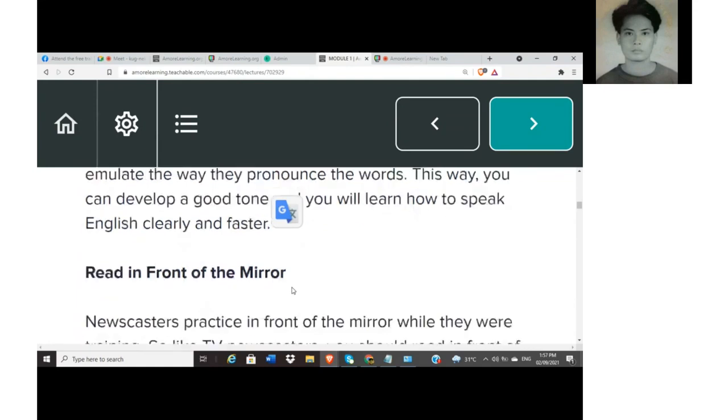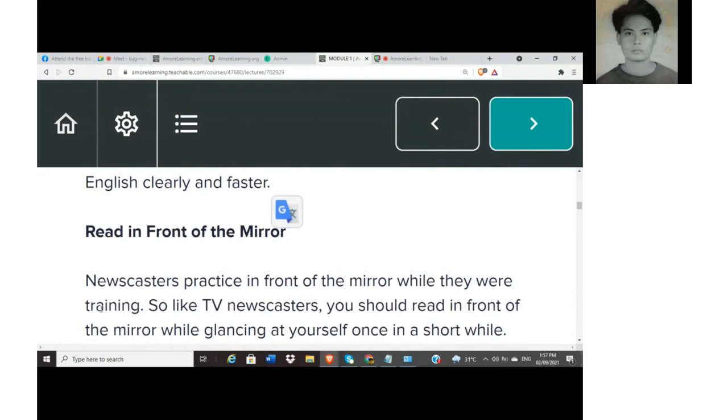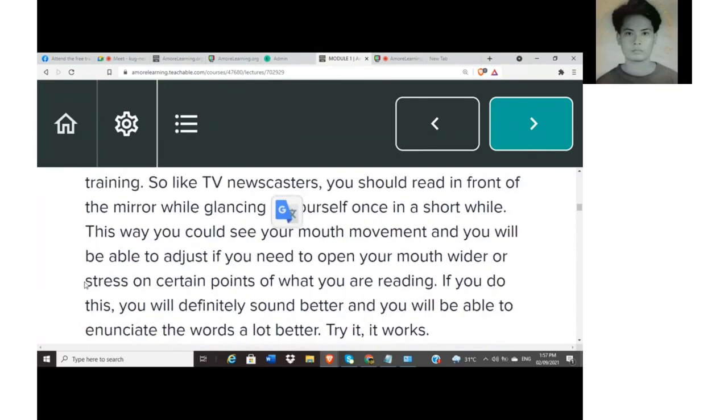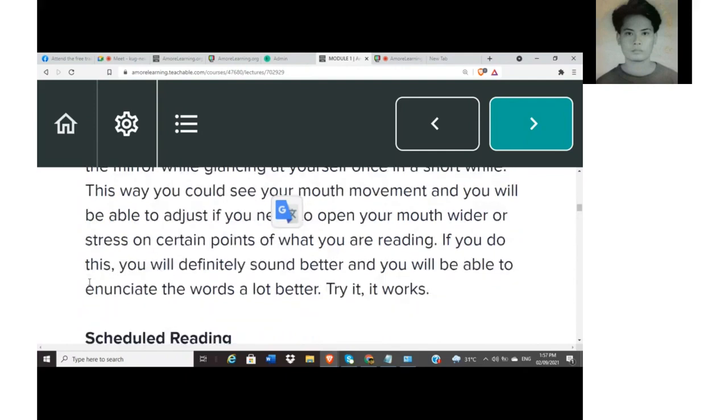What else? Read in front of the mirror. Okay? Read in front of the mirror. Newscasters practice in front of the mirror while they are training. So, like TV newscasters, you should try to read in front of the mirror while glancing at yourself once in a while. This way, you could see your mouth movement and you'll be able to adjust if you need to open your mouth wider or stress certain points of what you're reading. If you do this, you will definitely sound better and you'll be able to enunciate the words a lot better. Try it, it works.